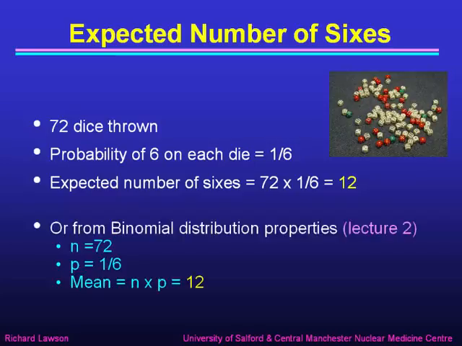Another way of calculating it would be to look at what we said about the properties of the binomial distribution from lecture 2, where for n equals 72 and p equals 1/6 we said that the mean was n times p, which again is 12. So we expect 12 sixes each time.